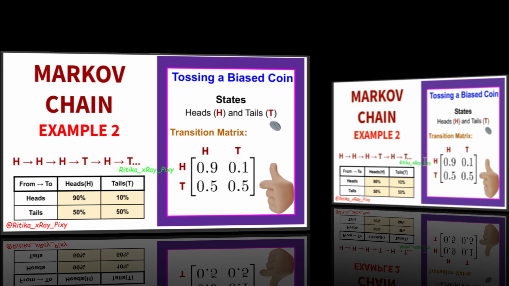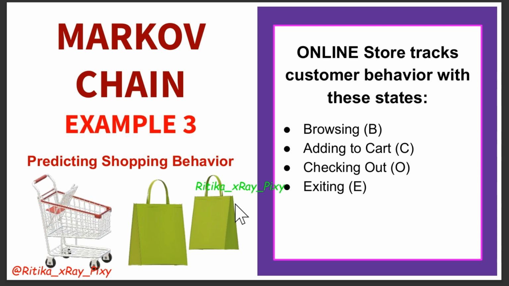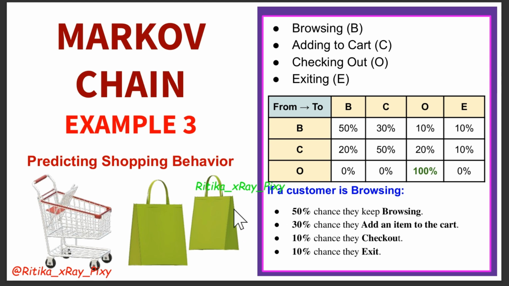Now the second example. Suppose an online store tracks customer behavior with states: browsing, adding to cart, checkout, and exit. Now we have different transition probabilities. If the customer is browsing, there is a 50% probability that the customer will keep browsing, a 30% probability that the customer will add the item to the cart, a 10% probability of checkout, and a 10% probability of exit.